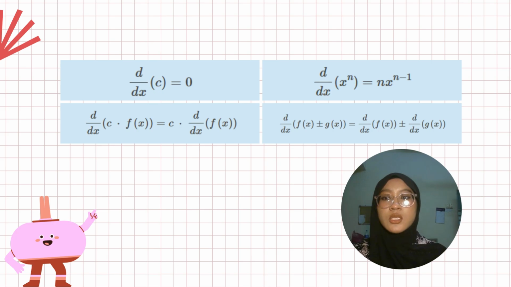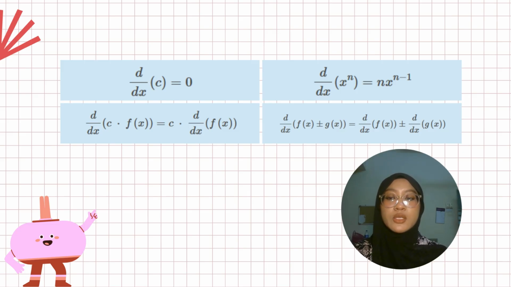Third, the constant multiple rule on the bottom left box is used when a function is multiplied by a constant number. According to this rule, the constant remains the same when differentiating. For example, if y equals 5x squared, the derivative is 10x.